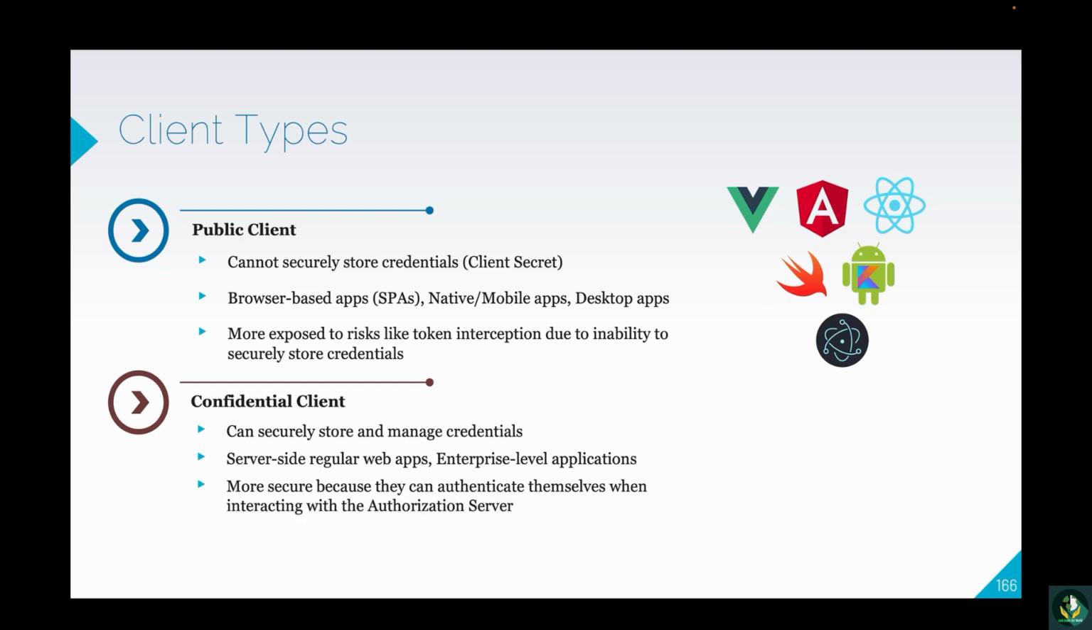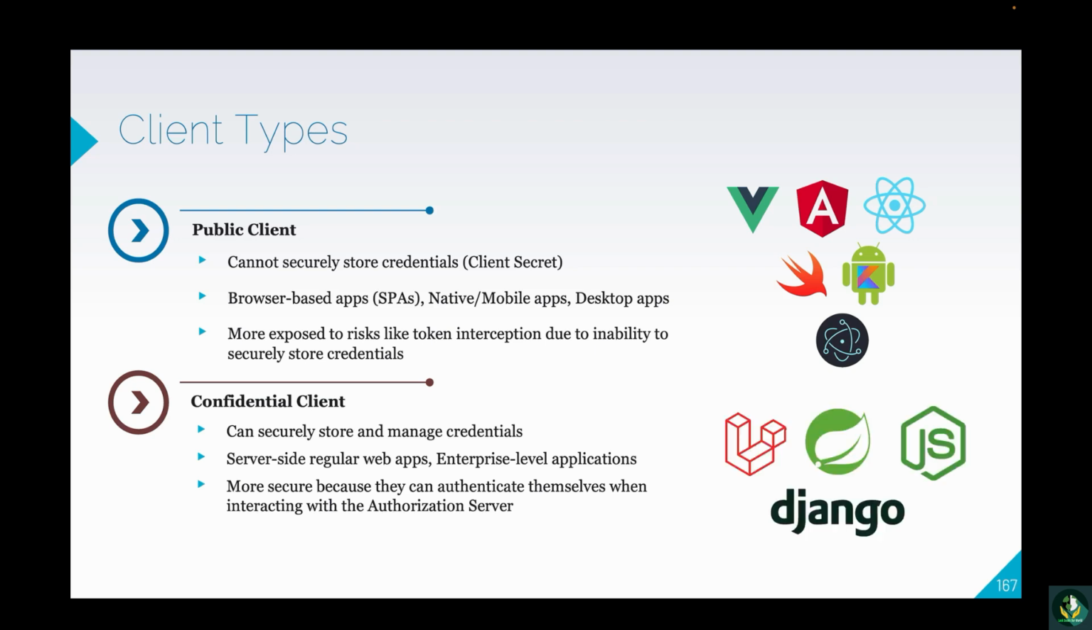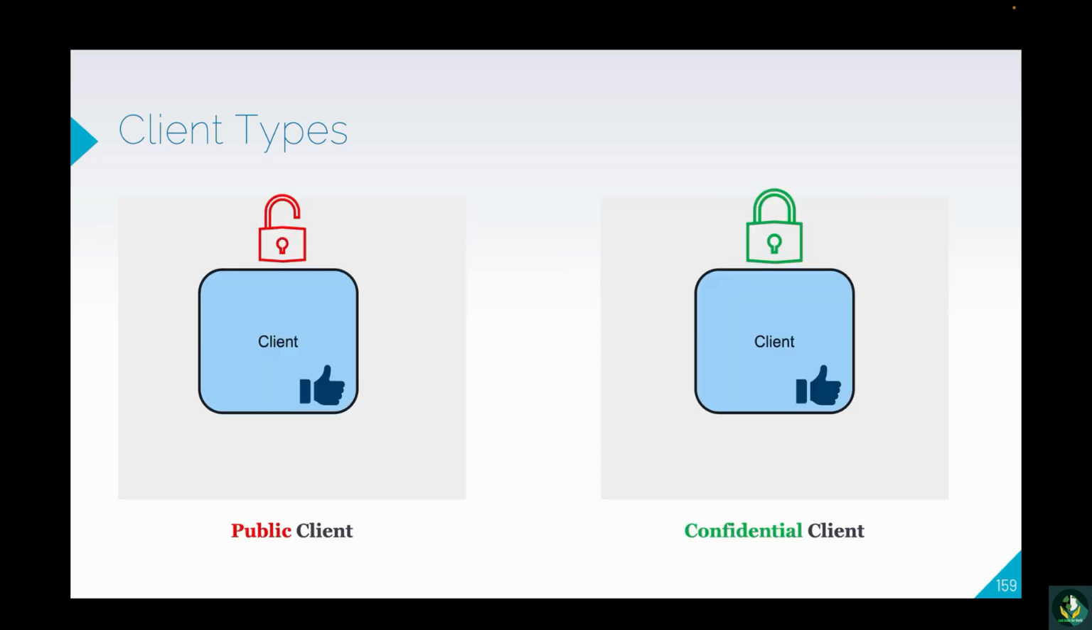Since these applications are hosted on a server, which is a controlled environment, they can securely store credentials like client secrets. This secure storage makes them much safer when interacting with the authorization server, as they can authenticate themselves effectively without exposing sensitive information. Frameworks like Laravel, Spring, Django, and Node.js are often used to build confidential clients, because they can securely handle sensitive data, for example as environment variables.